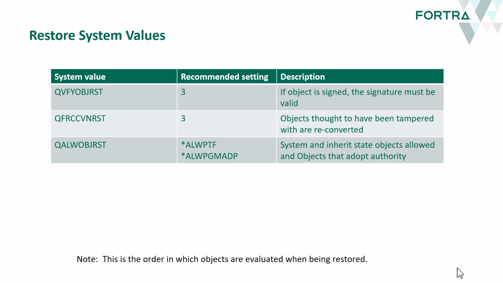Allow PTF and allow program adopt are going to allow you to install those PTF programs signed by IBM that are system state programs to be restored. Allow program adopt is going to allow programs that have it configured for them to adopt the owner's authority to be restored. The value of 3 for each of those other values is going to ensure that if there is a signature on an object, the signature is valid. And if the objects have been tampered with, they are going to be reconverted to their original compiled version.